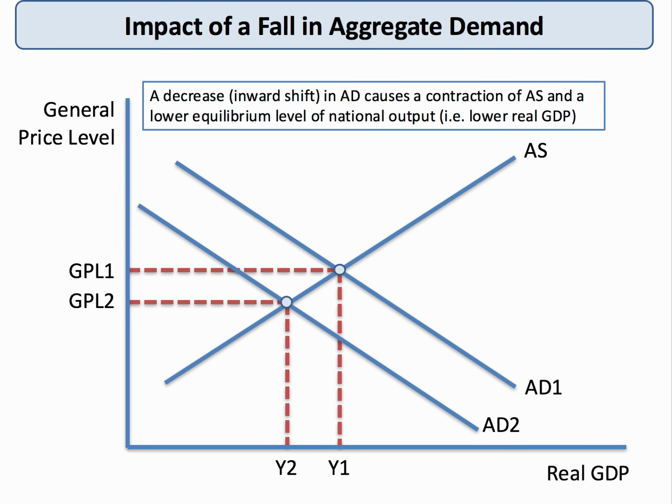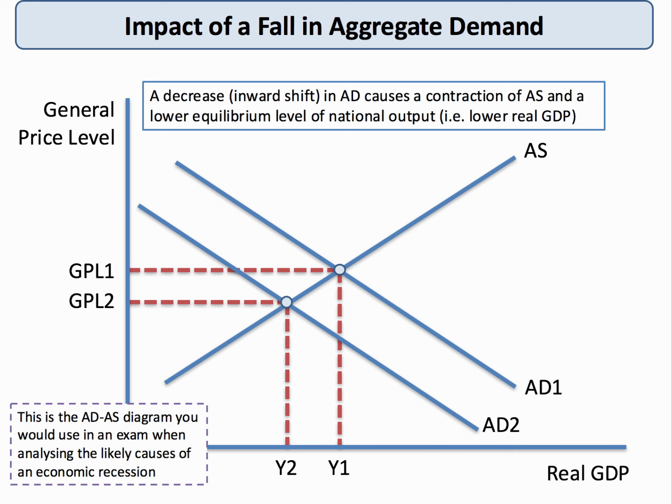How do you show this? Of course, well, you shift the aggregate demand curve to the left, AD1 to AD2, and that causes a contraction, a movement down the short-run aggregate supply curve to a lower level of national income. And this will be the classic diagram you might use, for example, if you wanted to show a cyclical recession in an economy. It doesn't have to be the UK, it could be any country where the factors are bringing about a fall in AD.